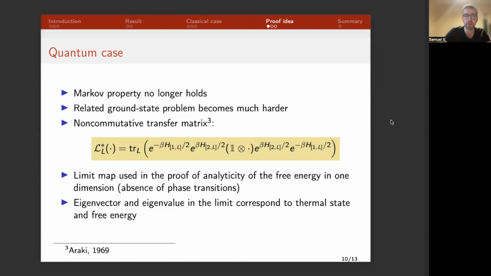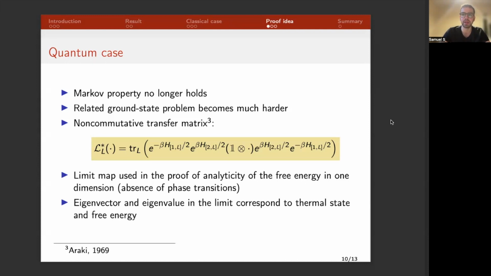For example, this Markov property I just mentioned no longer holds in the quantum case. You will have something similar called an approximate quantum Markov property, but it would be much harder to use immediately for this computation.